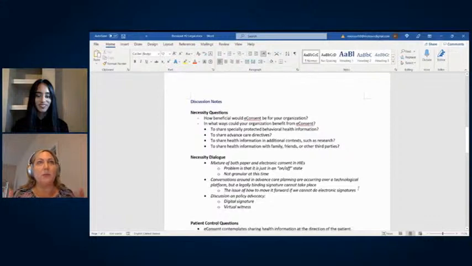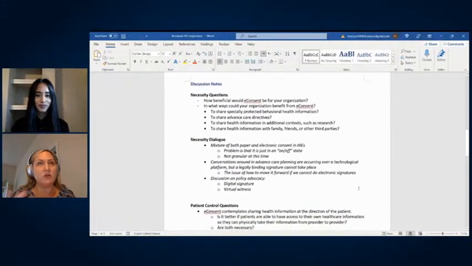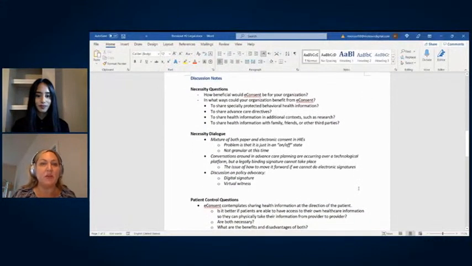They're kind of coming and bubbling to the top, and there's a disruption that's happening as new innovation starts to break out. And so we were asking, how beneficial would e-consent be for your organization? And we had a good conversation about the fact that we still really are seeing, out in the ecosystem, a mixture of both paper and electronic consent, even within HIEs.